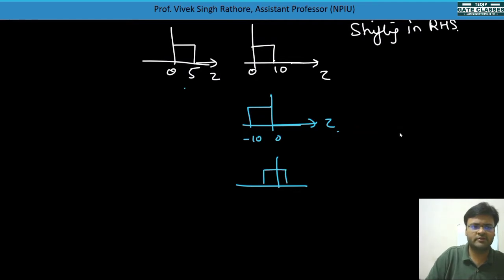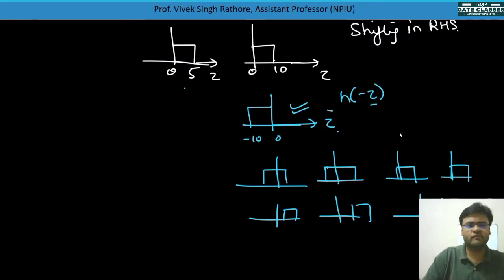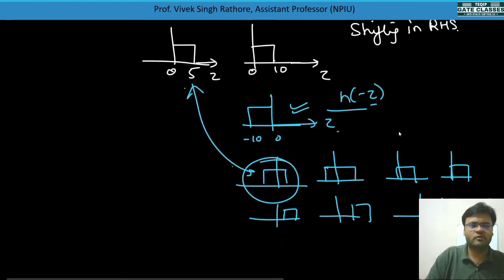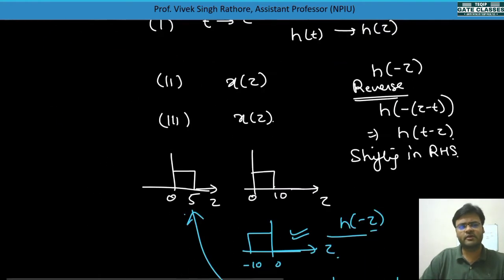First you will shift this, and then you will shift more, and more. It means we are shifting h of minus tau to the right hand side, and each value will be multiplied with this value. After multiplication you will get the output. That's the simplest way to do the graphical procedure.